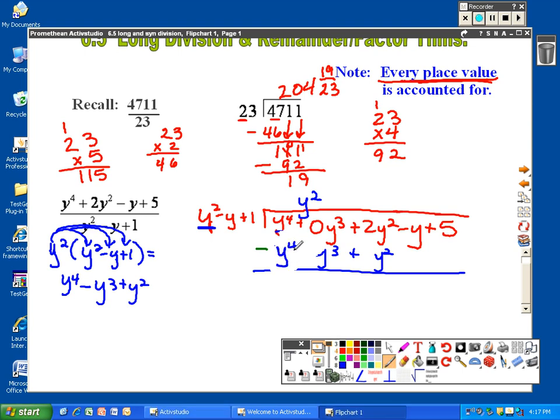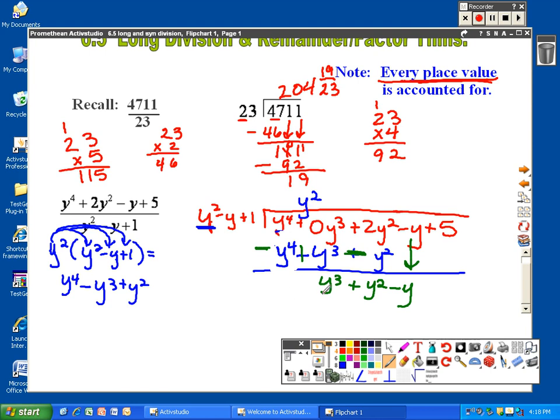Y to the fourth minus. So when I am subtracting, then adding, then this changes to a subtracting. So y to the fourth minus y to the fourth is 0. 0y cubed plus 1y cubed is y cubed. 2y squared minus 1y squared is a positive y squared. And then I bring down my next term, negative y. And again, I go back to the beginning.